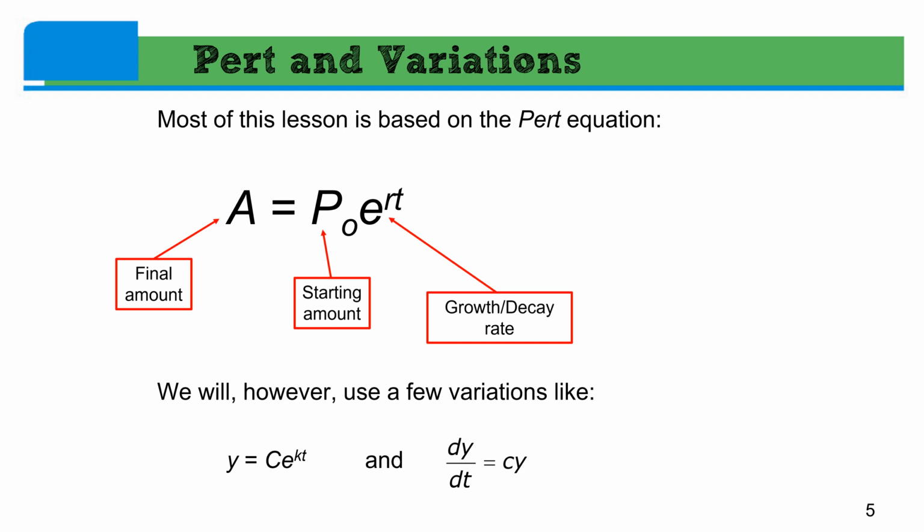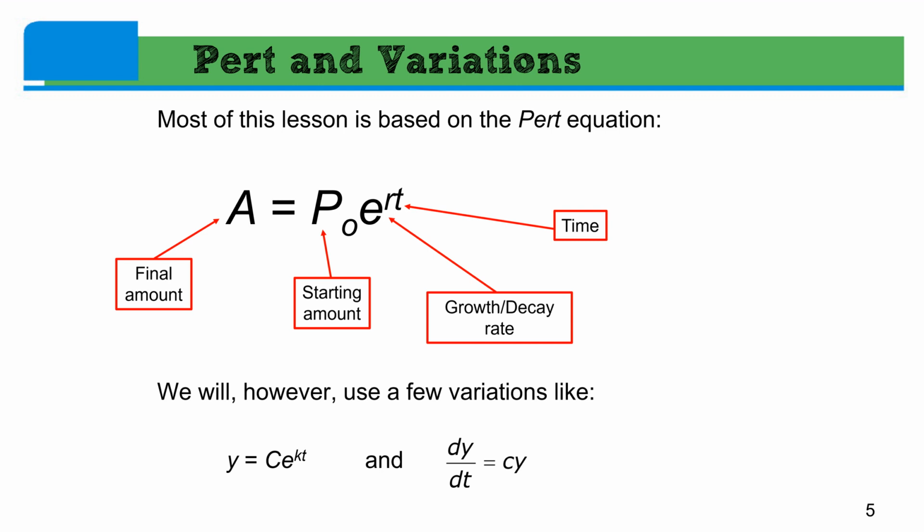R is the growth or decay rate. Okay, we're going to look at both ones. Okay, growth: spread of zombies, spread of disease, growth of investments. Decay: the decay of radioactivity, for instance. You've seen Oppenheimer, that kind of fun stuff. And t, of course, is time.